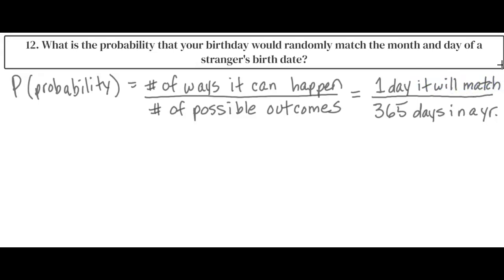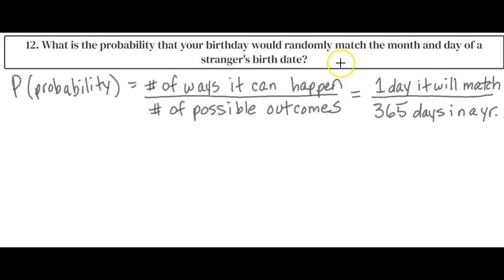So in other words, how many days would your birthday match someone else's birthday? Obviously, it's one day it will match in 365 days a year, because obviously you and that other person have a birthday once a year.